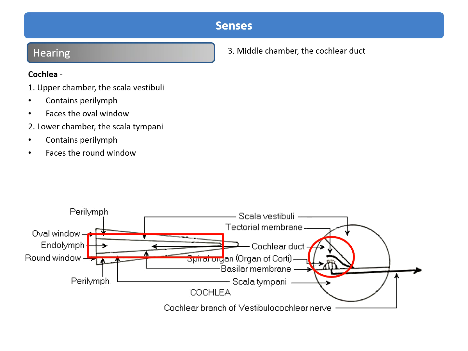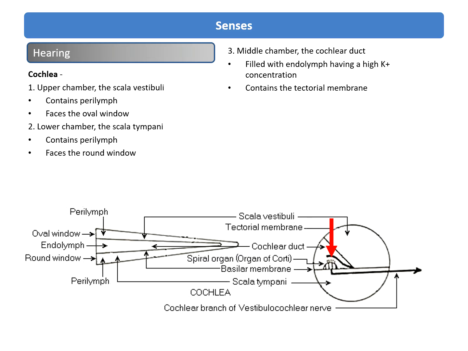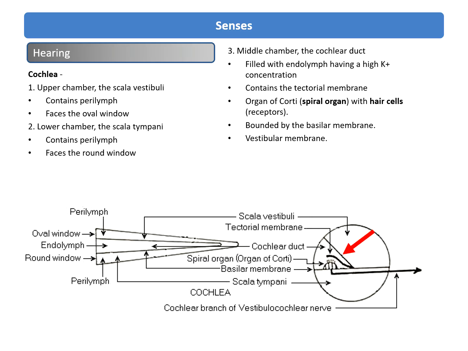The middle chamber is the cochlear duct. It's filled with endolymph having a high potassium concentration. It contains the tectorial membrane. The organ of Corti, also called the spiral organ because in reality the cochlea is coiled into a spiral, contains hair cells. These are actual receptors. It's bounded by the basilar membrane underneath and the vestibular membrane above it.